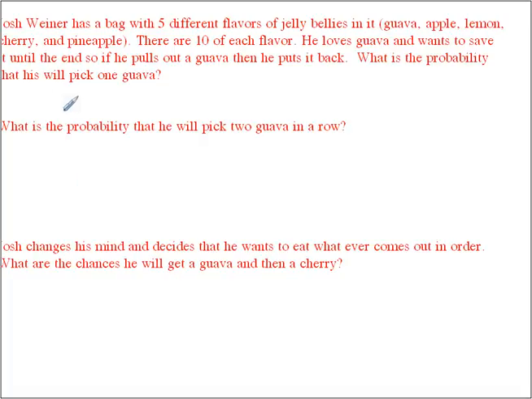So now we're going to move on to the next one. Josh wanted me to focus on him for the problem, so let's come up with this. Apparently, Josh likes guavas. Josh Weiner has a bag of 5 different flavors of Jelly Bellies: guava, apple, lemon, cherry, and pineapple. There are 10 of each flavor. He loves guava and wants to save it until the end. So if he pulls out a guava, he puts it back. What is the probability that he will pick out one guava?